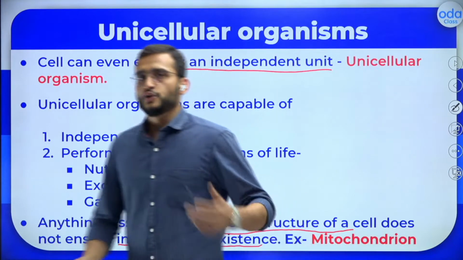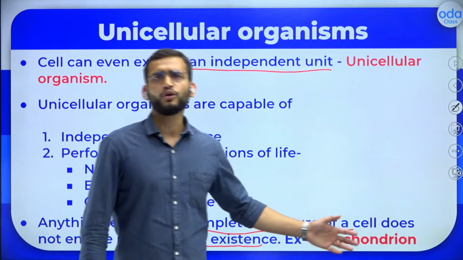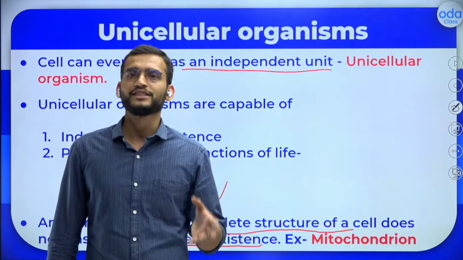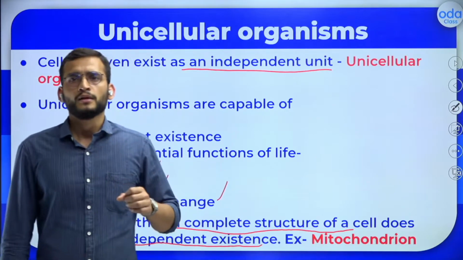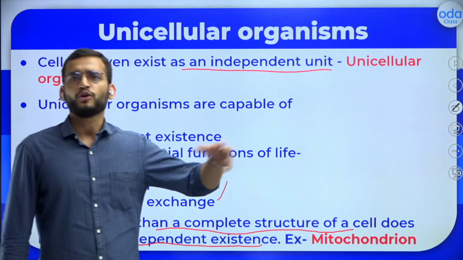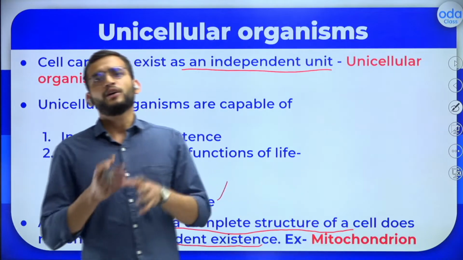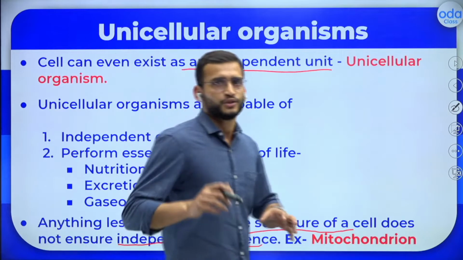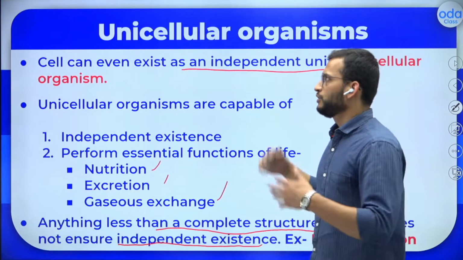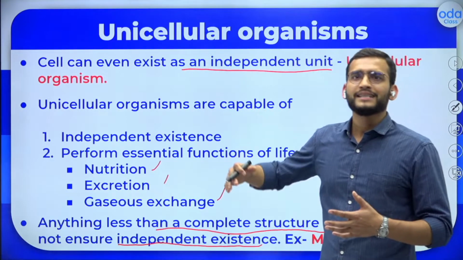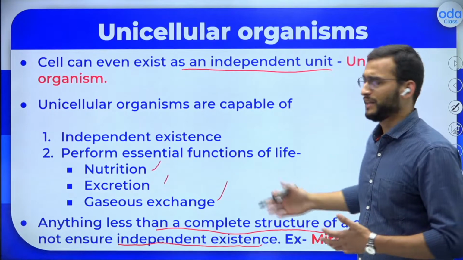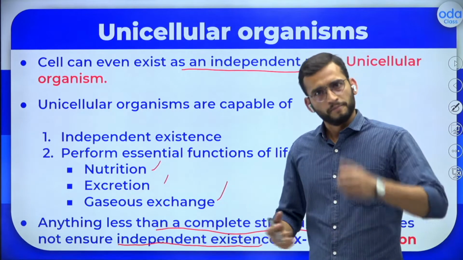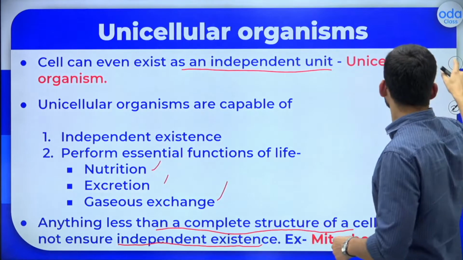For example, you have mitochondria, right? Mitochondrion has a double membrane structure. It also has its own genetic material, but then also it is not a complete organism, right? It is dependent on our body cells for its survival. It cannot live on its own. So this is the basic concept of what a living organism is and what cannot be a living organism. If it is capable of independent existence, a complete structure of a cell, it is a living organism.